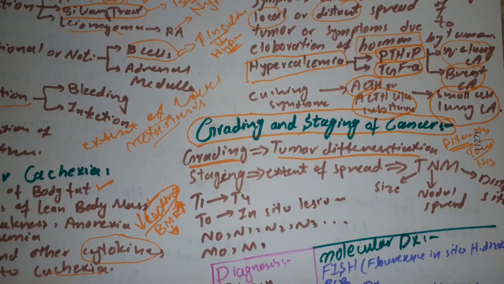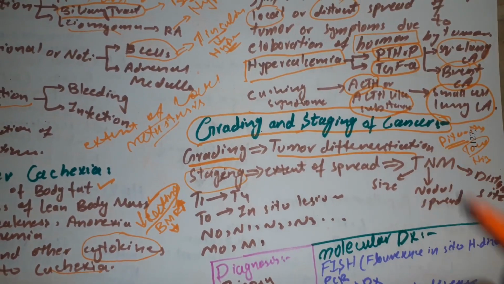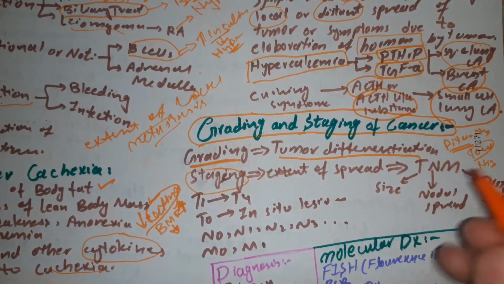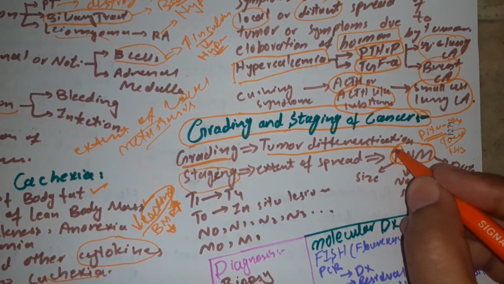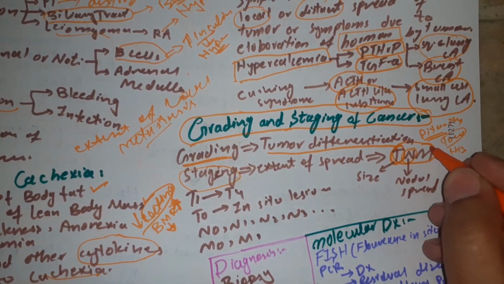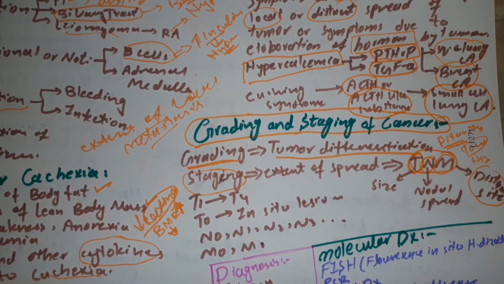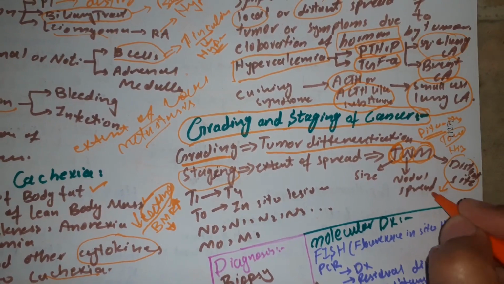Next we move on towards staging, which is basically the extent of spread of the tumor, how much the tumor has spread or increased in its own size. For staging, the TNM staging system is most commonly used. T stands for the size of tumor, N stands for nodal metastasis, and M stands for distant metastasis by hematogenous or lymphatic spread, mainly hematogenous spread here.